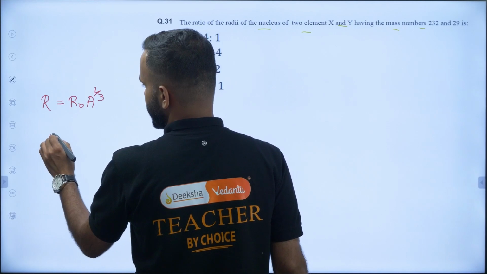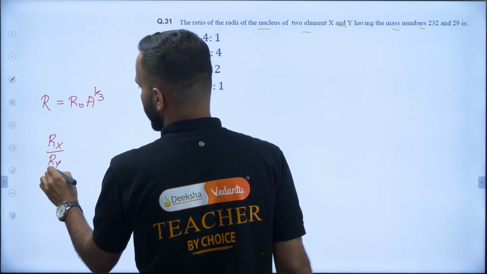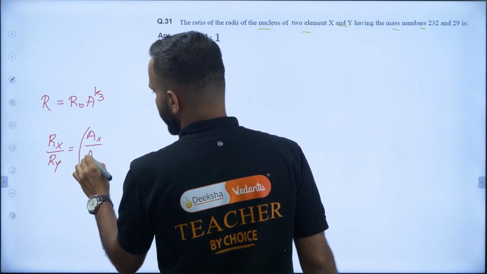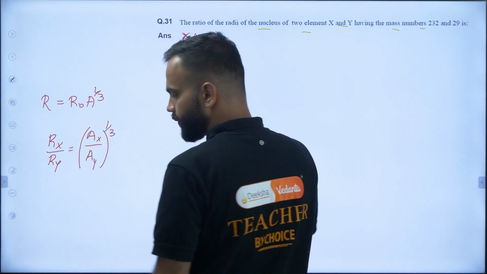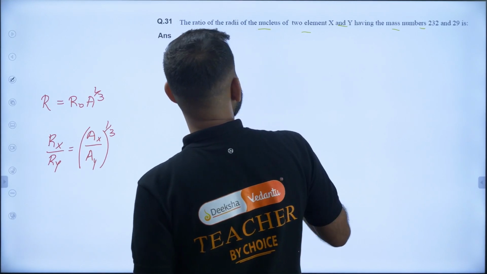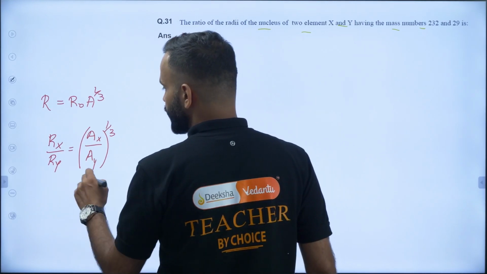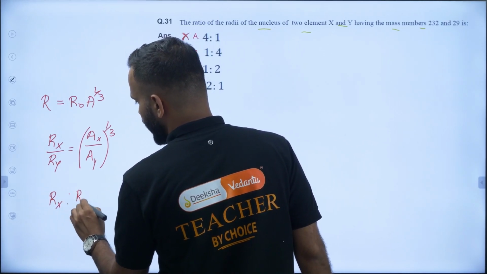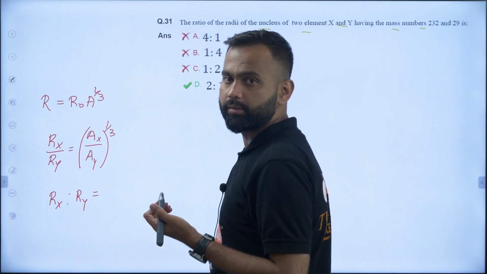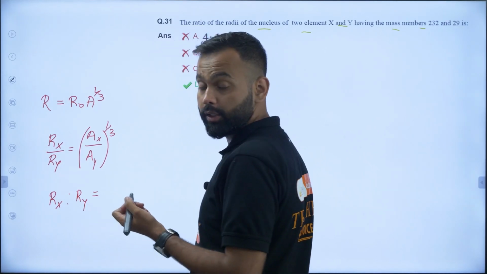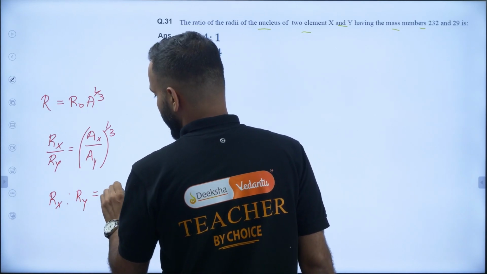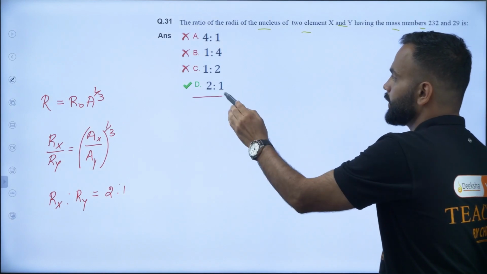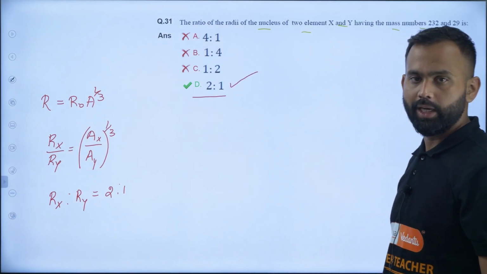So now Rx divided by Ry is equal to R naught cancels, so (Ax divided by Ay) to the power 1 by 3. What is Ax? 232. What is Ay? 29. So 232 by 29 is 8. So the ratio Rx to Ry is equal to 8 to the power 1 by 3. Cube root of 8 is 2. So 2 is to 1. So what is the correct answer? The correct answer is D. I hope everybody understood.